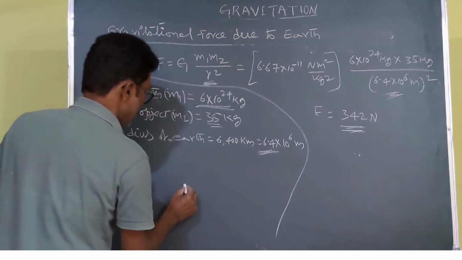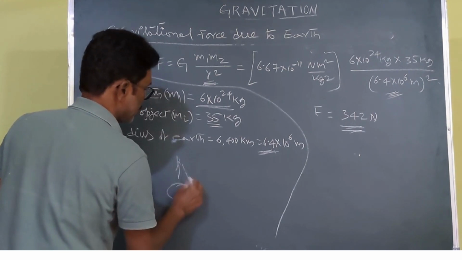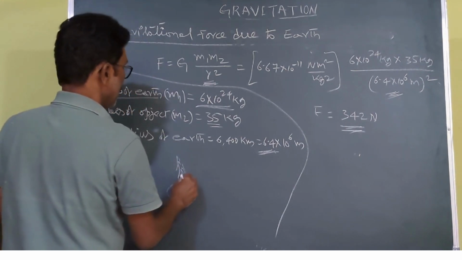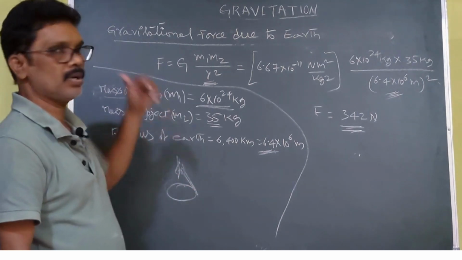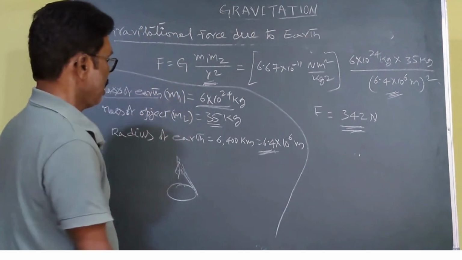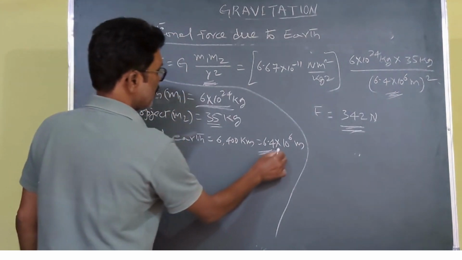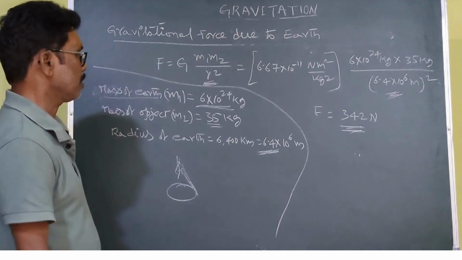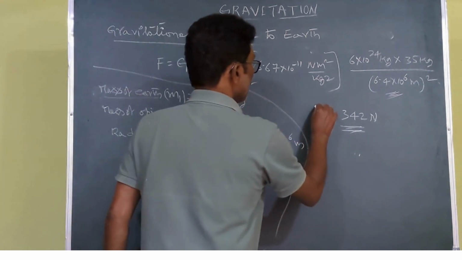Of course, if the man is going in an upward direction, that radius may be increased. That radius is increasing, but unless the object is getting to a spaceship or the moon, on this planet, on this earth, we consider the distance r, that is, we have to take 6.4 × 10^6 meters.